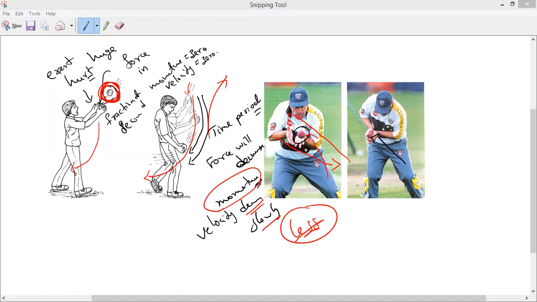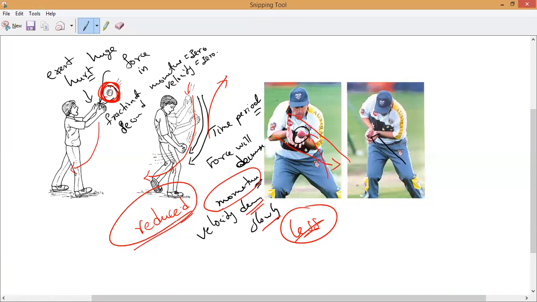Is it okay, Mitakshri? So when we move the hands in the same direction of motion of the ball, the duration of the impact increases. Understanding? The duration of the impact will increase. As a result, the rate of change of momentum decreases, and the force exerted by the ball on the hand is reduced. If you move the hands, it will be reduced. That is what you have to remember.